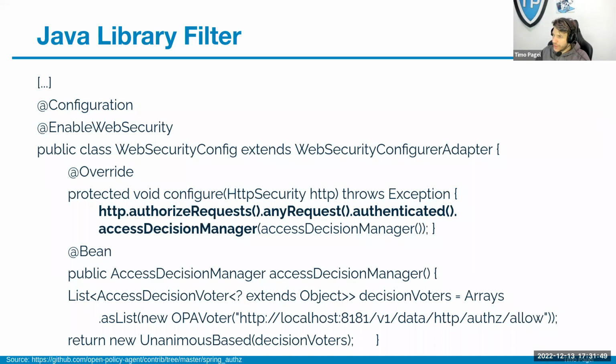And here you can see how to configure, for example, in Java that you would like to call OPA. In the web security configuration, you can just add a configuration so that you call an access decision manager, which basically is in the end OPA, as you can see down here, the access decision voter, and then you call HTTP localhost 8181 and so on.